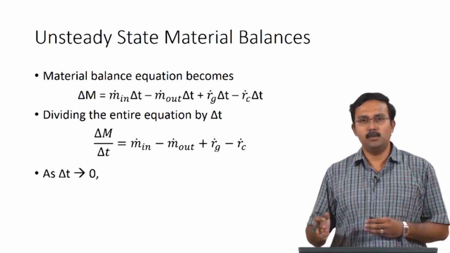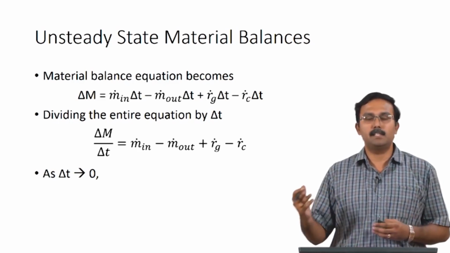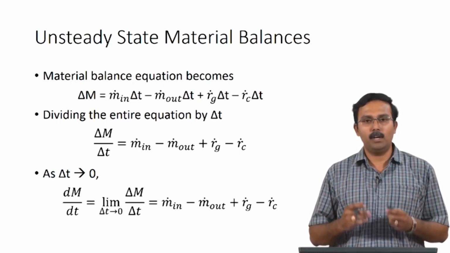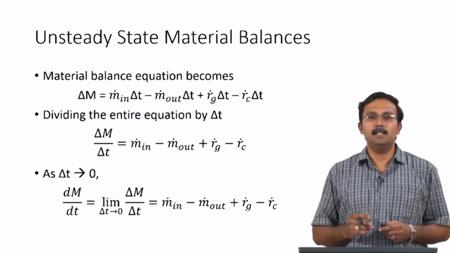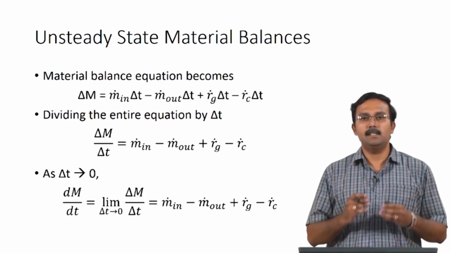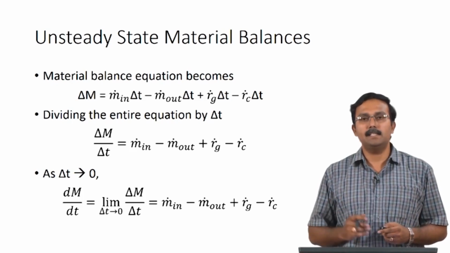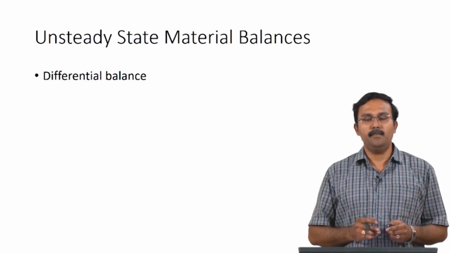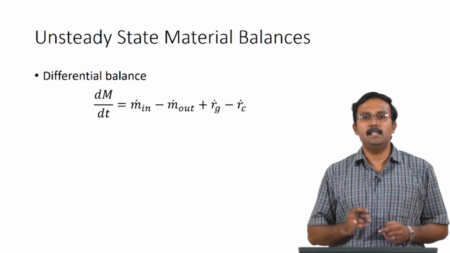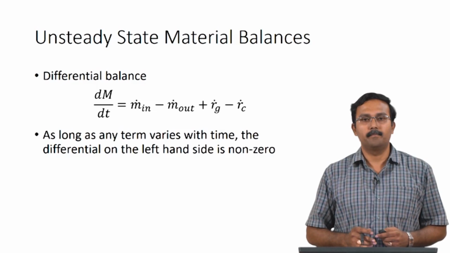As delta t tends to 0, basically as delta t becomes smaller and smaller and becomes completely infinitesimally small, then this equation can be further modified to dm by dt equals limit delta t tends to 0, delta m by delta t equals m dot in minus m dot out plus r dot g minus r dot c. So, the differential balance equation for an unsteady state material balance would be dm by dt equals m dot in minus m dot out plus r dot g minus r dot c.